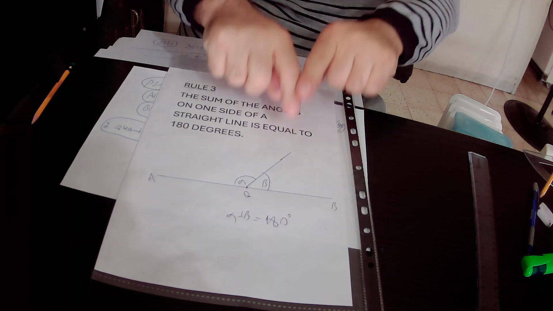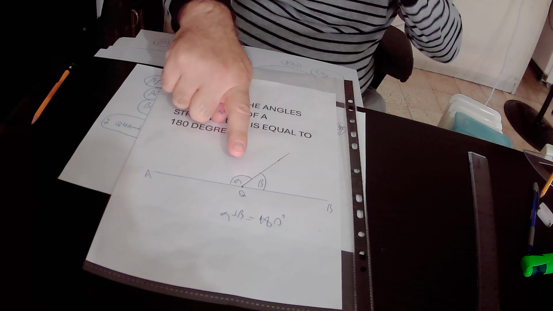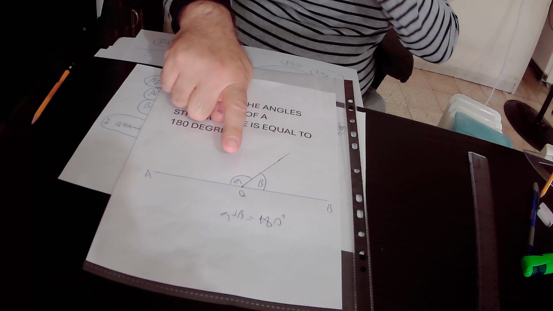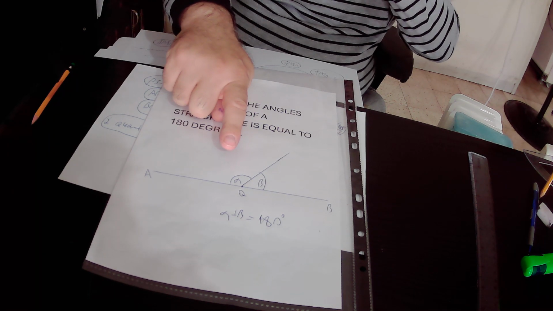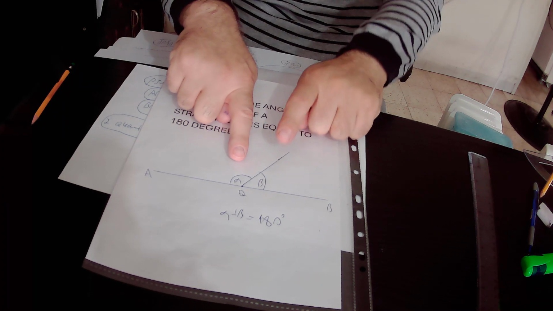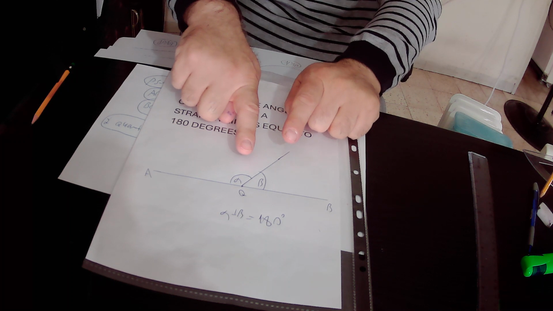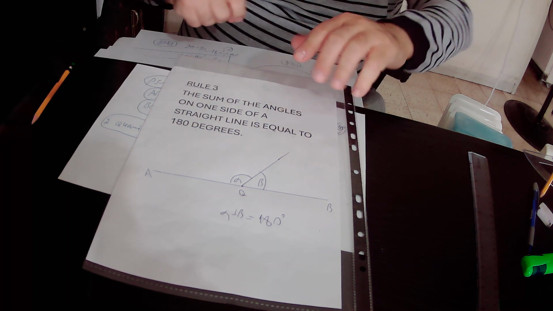So in the drawing we have the straight line AB. If we focus on the upper side of the straight line AB at point Q, here the sum of the angles must be equal to 180 degrees according to this rule number 3. So which angles do we have at the upper side of AB at point Q? We have this angle alpha and the other angle that is beta. So in total alpha plus beta must be equal to 180 degrees according to this rule number 3.